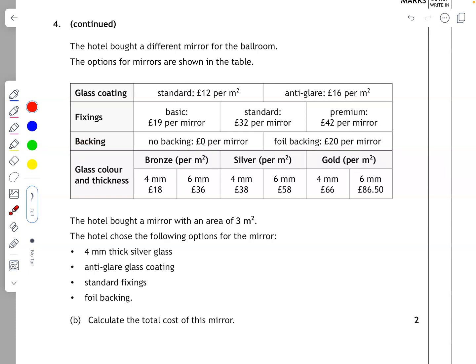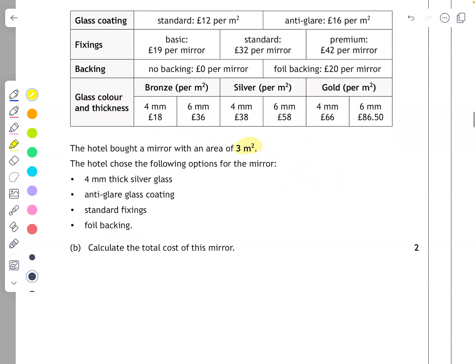Then we got the glass colour and thickness. We got bronze, silver, gold, and these are all per metre squared. So we got 4mm and 6mm under each of these colours. So the first thing is it tells us that the hotel bought a mirror with an area of 3 metres squared. So let's do this step by step.